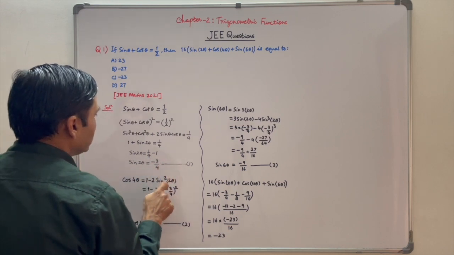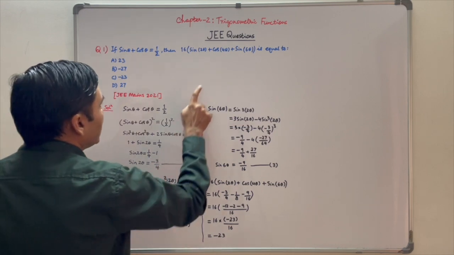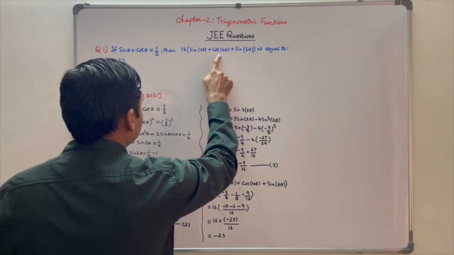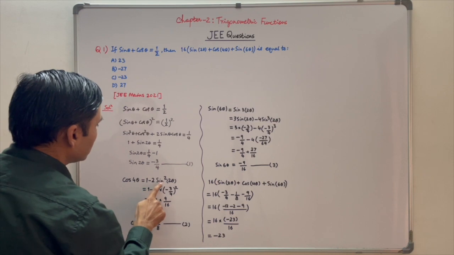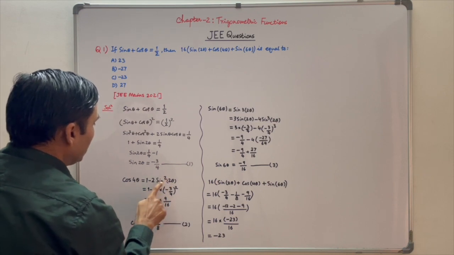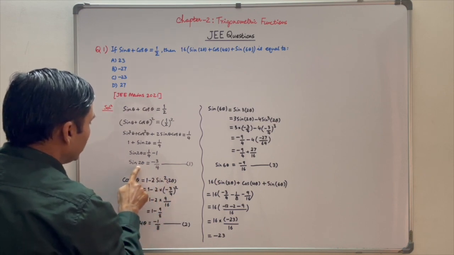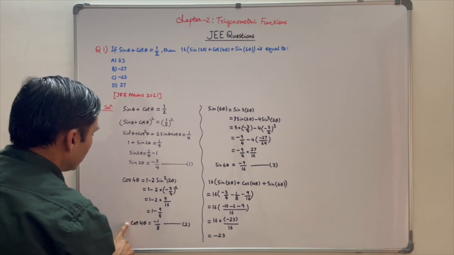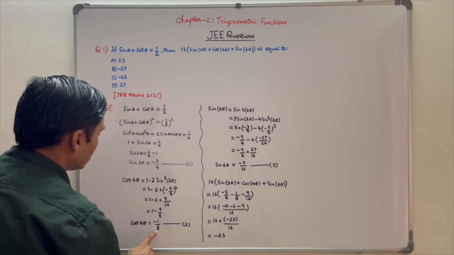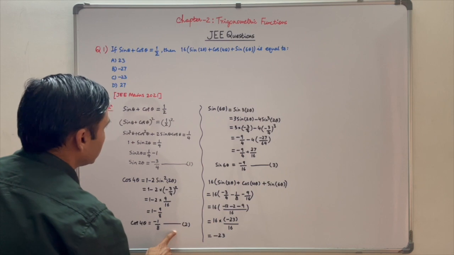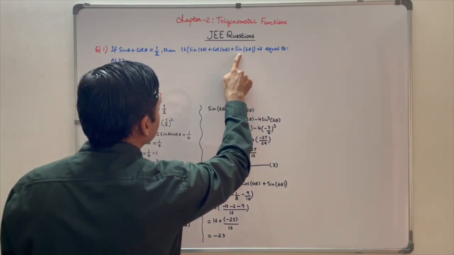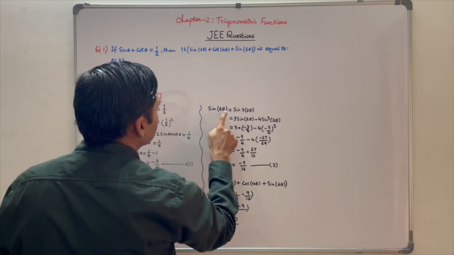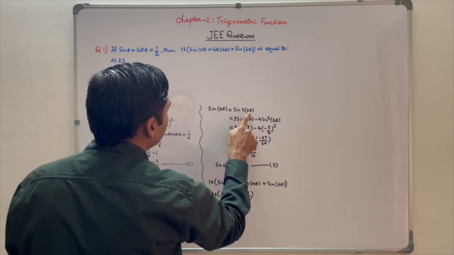This is first equation. Next, we have to get the value of cos 4 theta. So cos 4 theta is equal to 1 minus 2 sine square 2 theta. Value of sine 2 theta we can put from here. So cos 4 theta comes out to be equal to minus 1 by 8. This is second equation. Next, we have to get the value of sine 6 theta. Sine 6 theta can be written as sine 3 times of 2 theta.